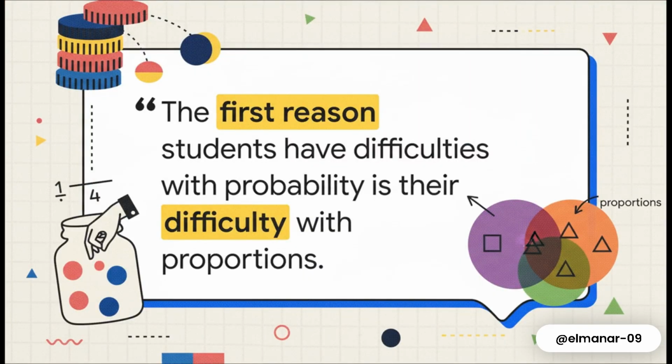And believe it or not, this isn't some new idea. This 2013 study was really standing on the shoulders of giants. Researchers pointed this out way back in 1988, saying that the number one reason students struggle with probability is that they have a hard time with rational numbers and proportions.